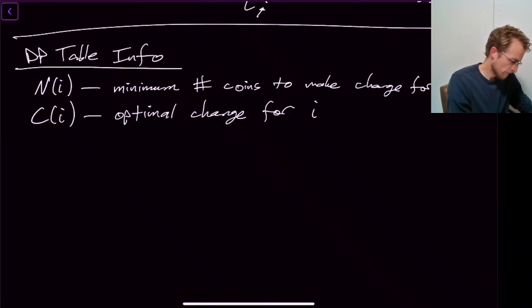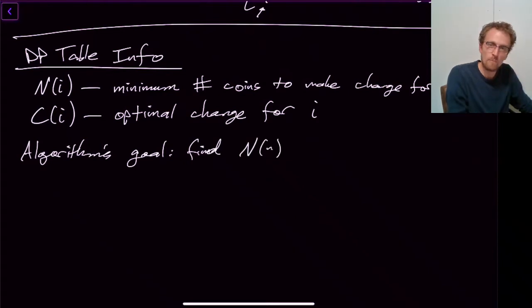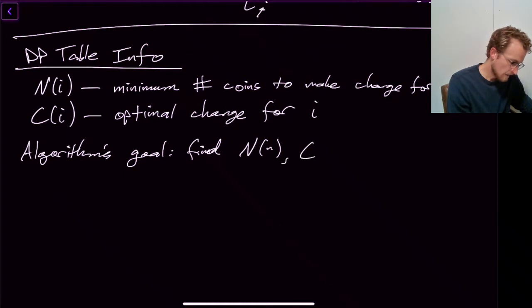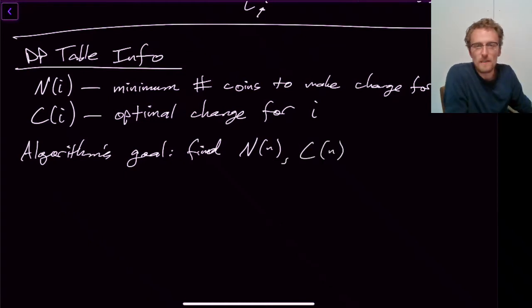So the goal of the algorithm is to find n of little n, the number of coins it takes to make change for little n, and c of n. And I guess really all we need is c of n, because c of n tells us the optimal set of coins to make change for n.